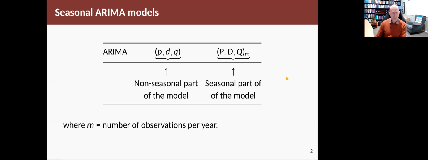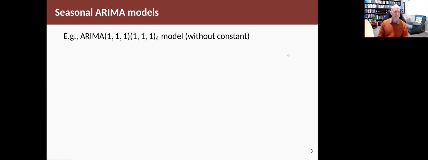So up until now, we've talked about ARIMA(p,d,q) models, where the p, d, and q describe the non-seasonal part of the model. We're now going to add a section with uppercase P, D, and Q to describe the seasonal part of the model. And a little m on the end says how many observations there are per year. So 12 for monthly data, for example. Whenever I'm using an uppercase letter, I'm talking about the seasonal part of the model, and if I'm using a lowercase letter, I'm talking about the non-seasonal part of the model.